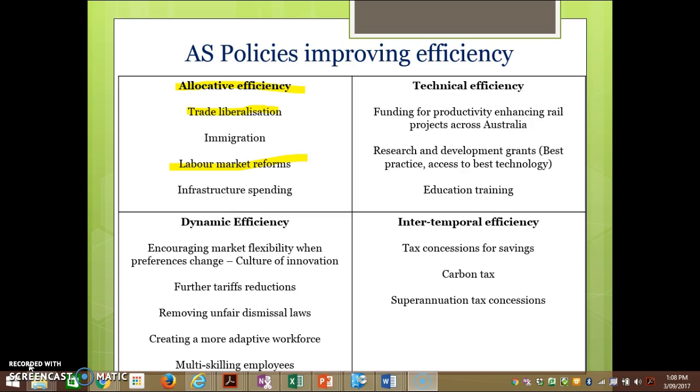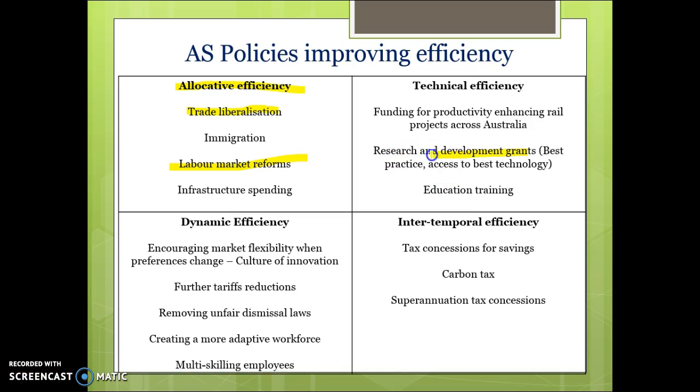Another good one for allocative efficiency would be infrastructure spending. Infrastructure spending helps to reduce bottlenecks in the economy, which allows for increased productivity because we can distribute goods faster at cheaper prices, which then allows people to get access to cheaper goods and services and maximises their material living standards.